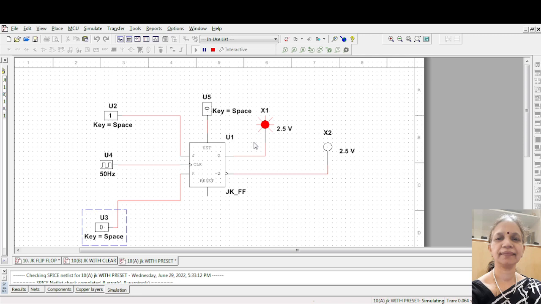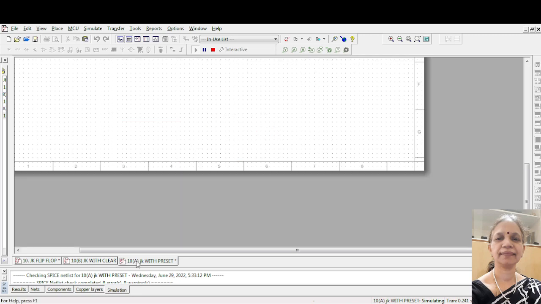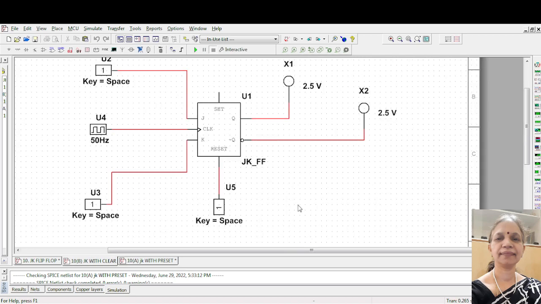You must stop this simulation, then only you will be able to see the changes. Now suppose this is set to 1, 1, 1, it is not changing. Whatever is the state, it remains in the same state, not changing, right? Suppose this is 0. If this is 0, what's happening? This is 1, so this is 1. 0, 0, it is remaining in the same state.